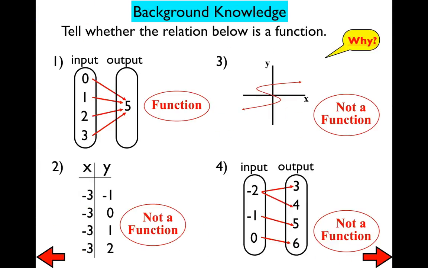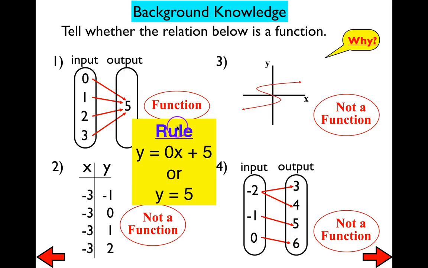So let's take a look here. If you were to look at number 1, I can write an equation in terms of x to give you y. So here I can say y equals 0x plus 5, but normally we don't write it like that. We would say just y equals 5. So something is being done to x to give you a unique value of y.